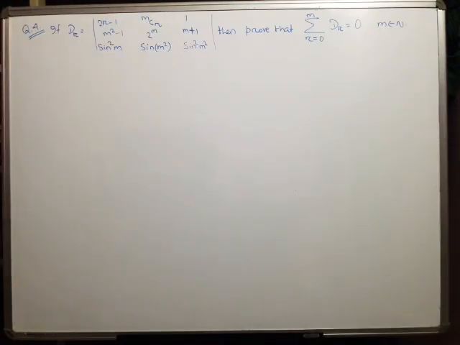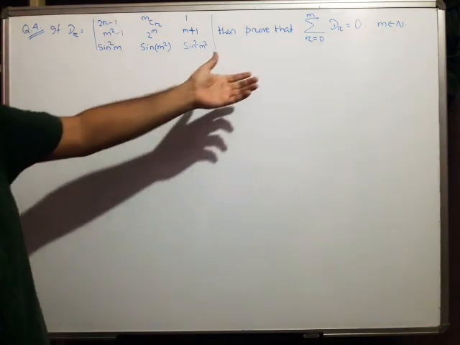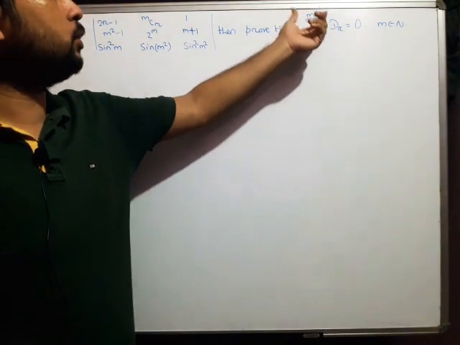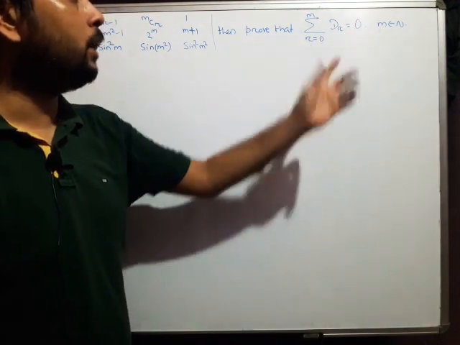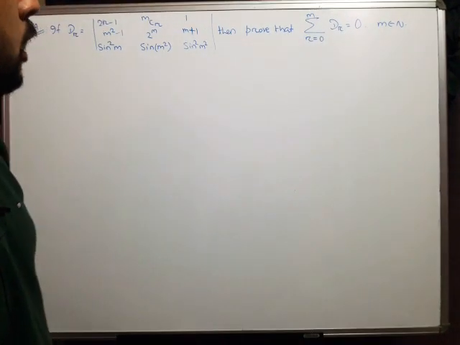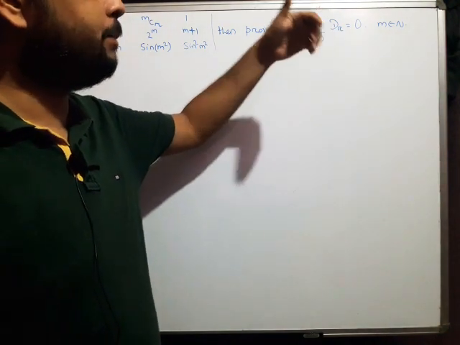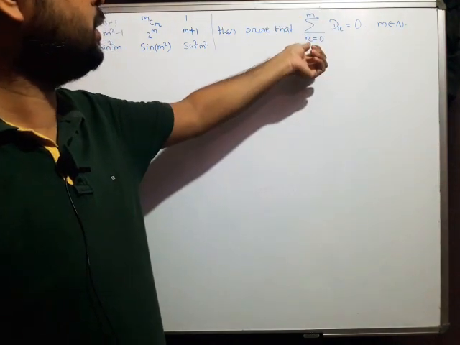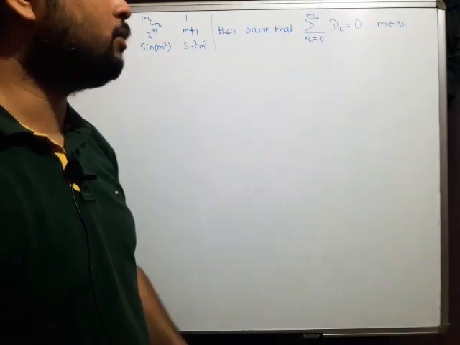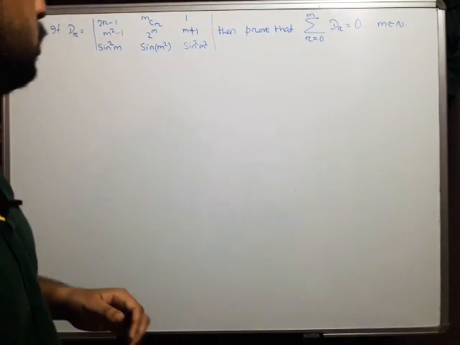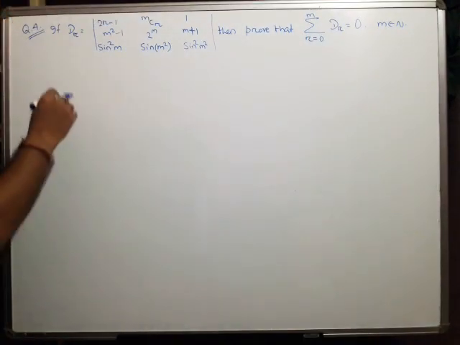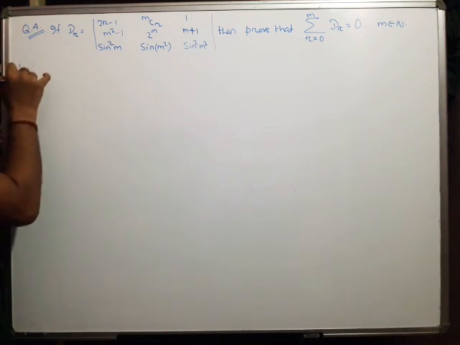Now consider this example here. Delta r is given as this determinant, and we have to prove that the summation from r equals 0 to m of delta r equals 0, where m is a natural number. You will notice one thing: if it was from r equals 1 to m, there would have been m terms. Now it is given that r equals 0 to m, so there will be a total of m plus 1 terms. Okay, so now let us solve this question.